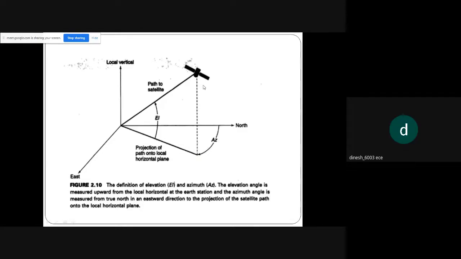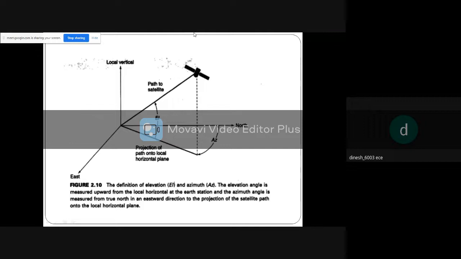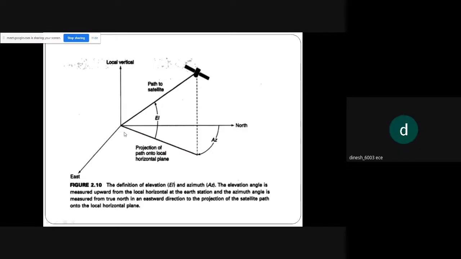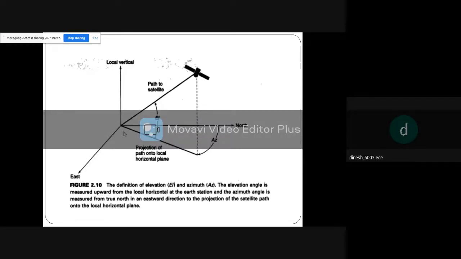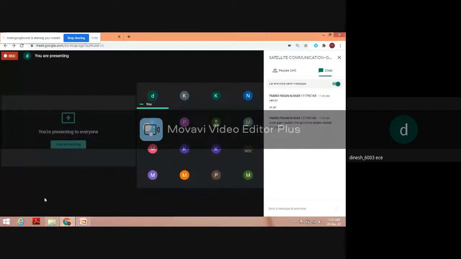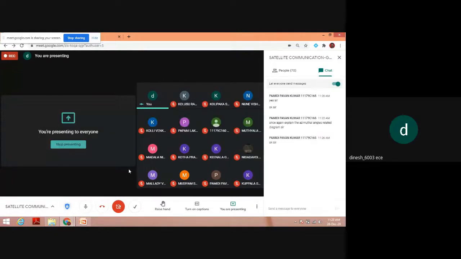If you see the earth segments, you'll be able to understand in a better way the details about the satellite location in space: how the satellite is located in space and how it is measured from the Earth's surface with respect to the antenna. Okay, fine.